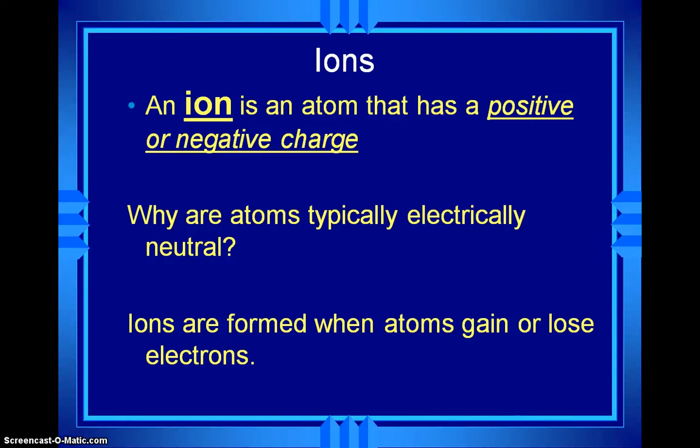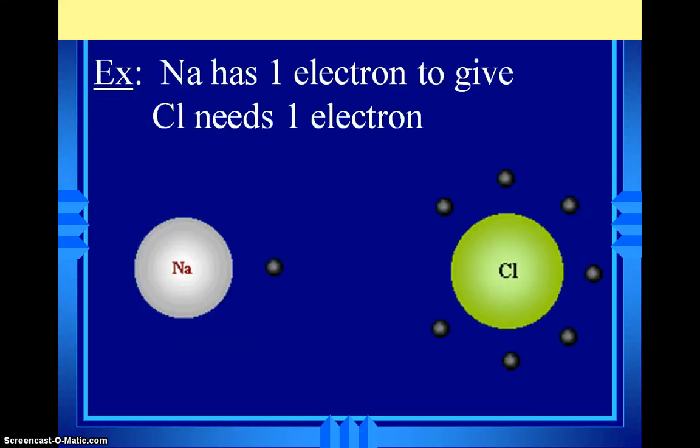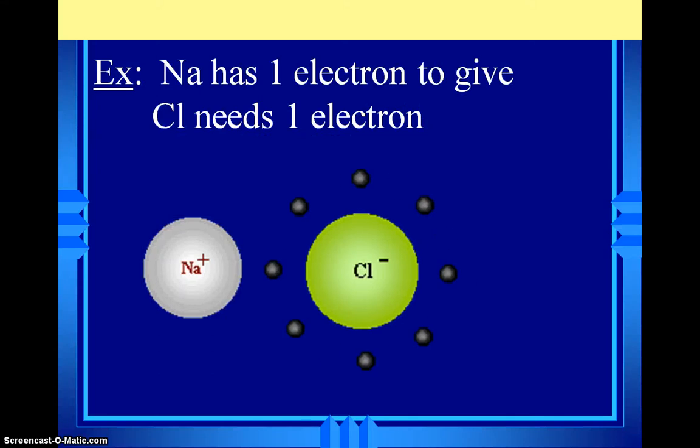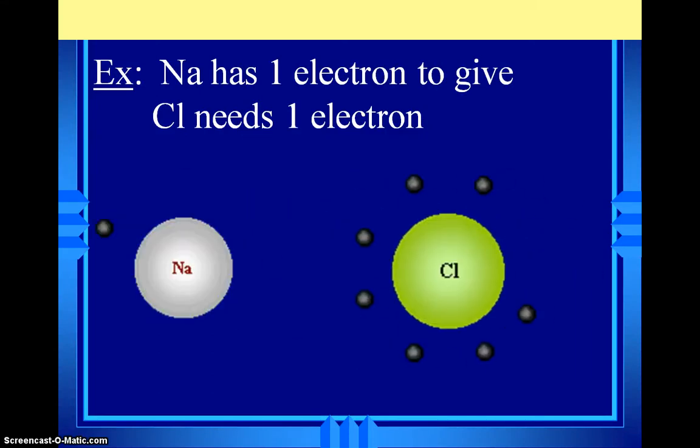So remember, we had the term isotope, which means an atom of the same element with a different number of neutrons. An ion is actually an atom of the same element with a different number of electrons. So they have gained or lost electrons. Now, if we look at a common example, I'm showing an example of sodium and chlorine.